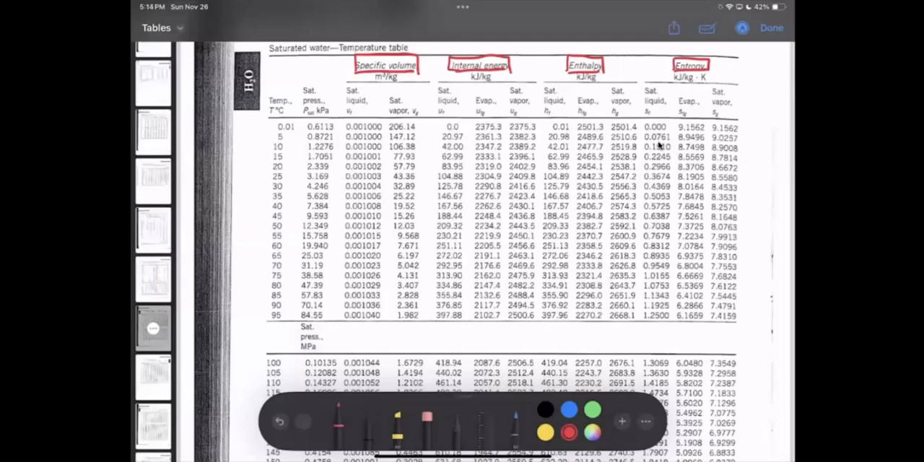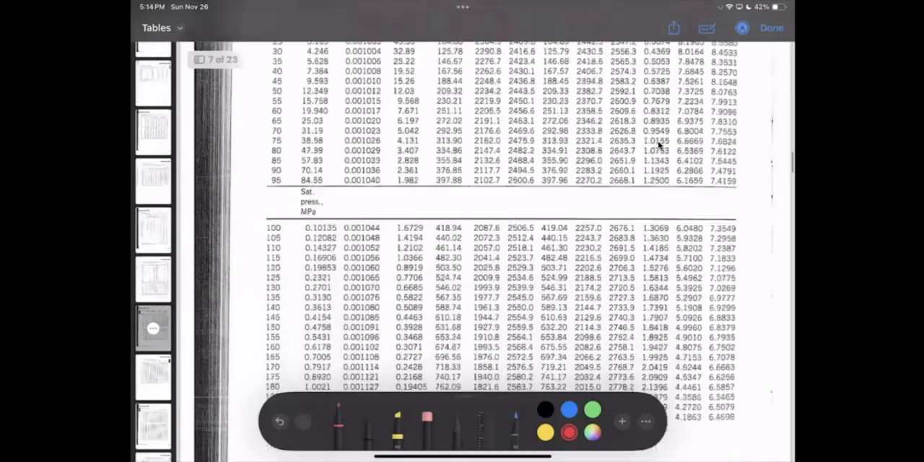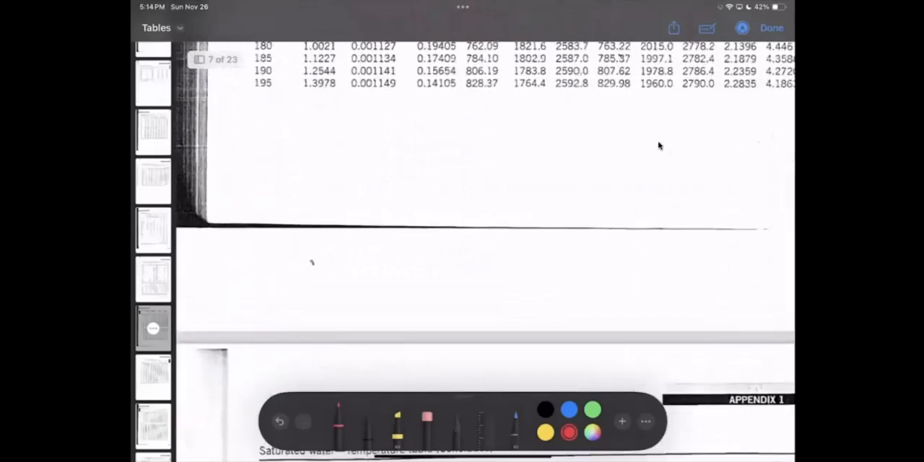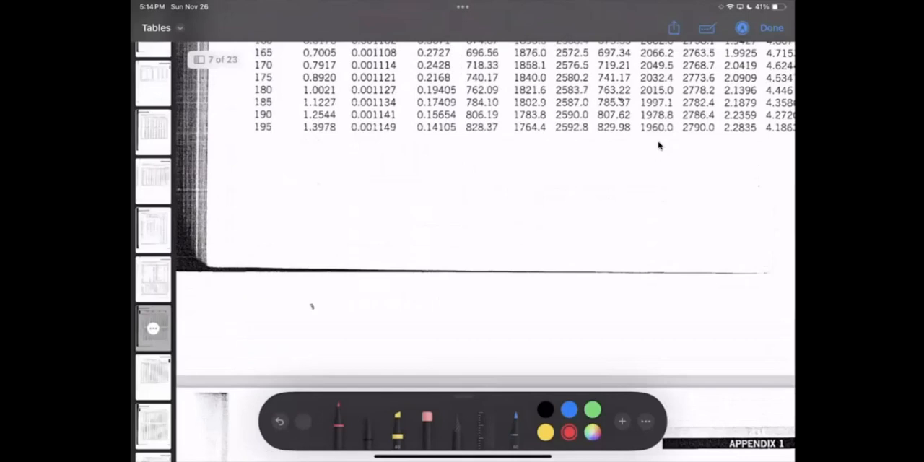So all the properties for a saturated liquid have a subscript F, and all of the properties for a saturated vapor have the subscript G. Now, in many cases, we're not dealing with pure saturated liquid or a saturated vapor, but we're dealing with a liquid vapor mixture, or something in between a saturated liquid and a saturated vapor. So in that case, we have to introduce a new property called quality. And quality is represented by the symbol X.